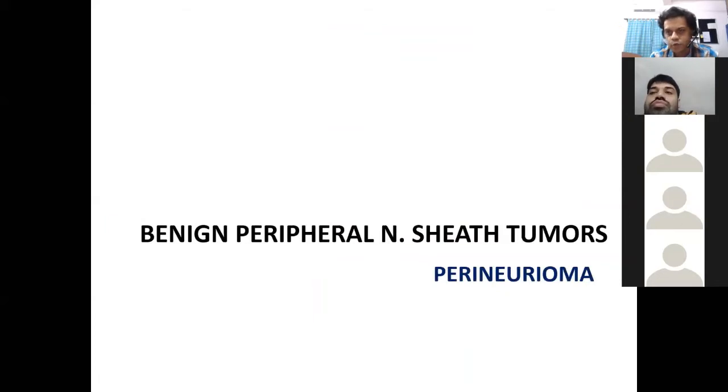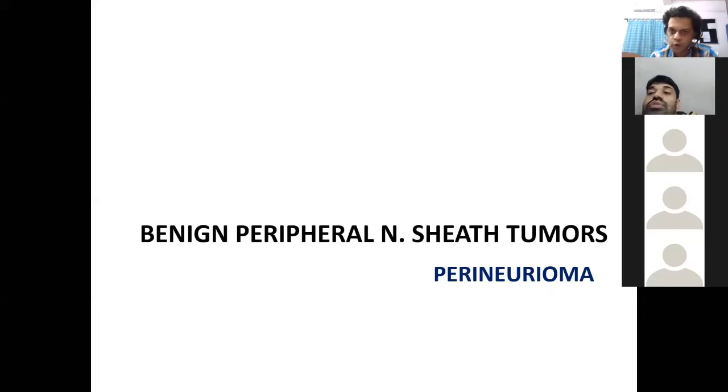Now coming to perineuroma. Perineuroma is a benign peripheral nerve sheath tumor. Basically, it's not that common. But if it is seen, you will not make a mistake simply because this is one of the other prototypical examples of a storiform pattern. The first storiform pattern that we have seen is the case of DFSP, which we do not miss simply because we can identify a storiform pattern.